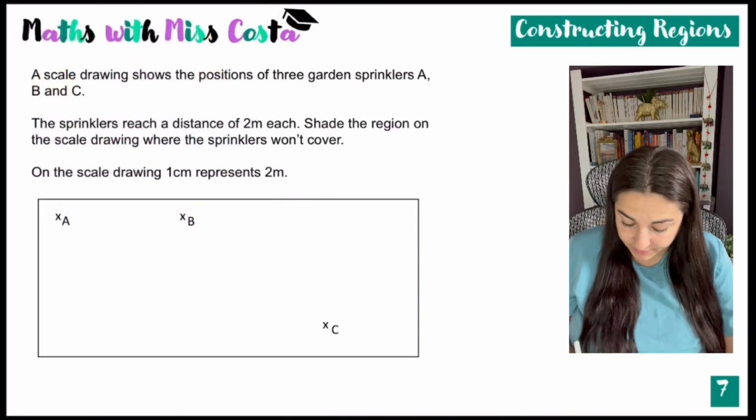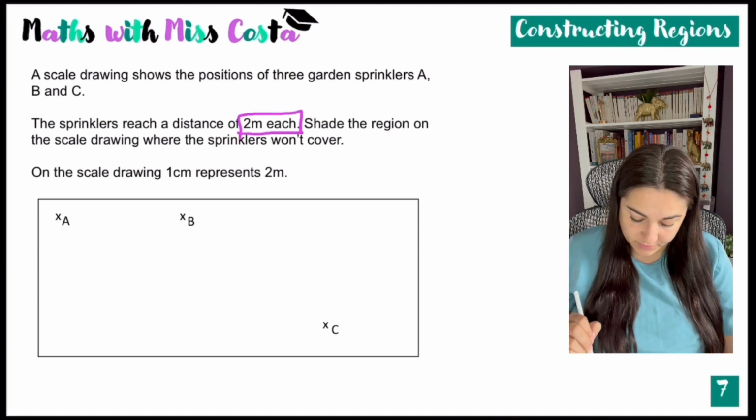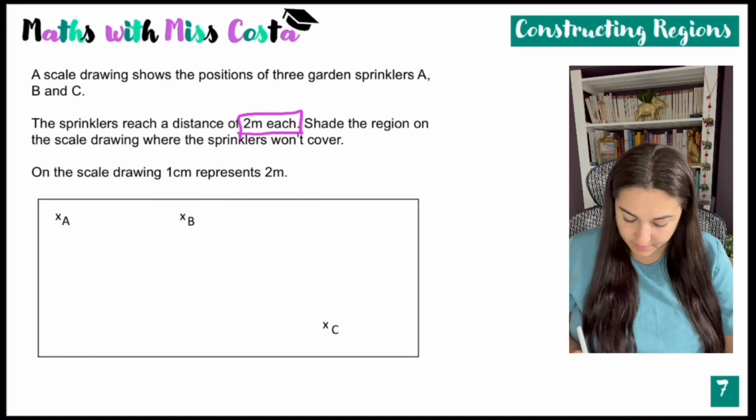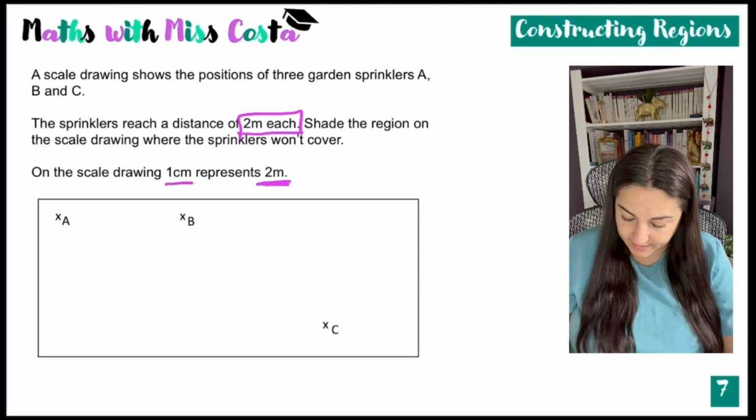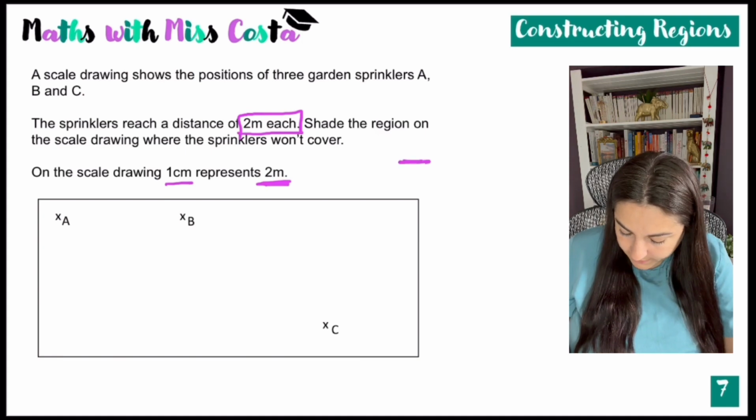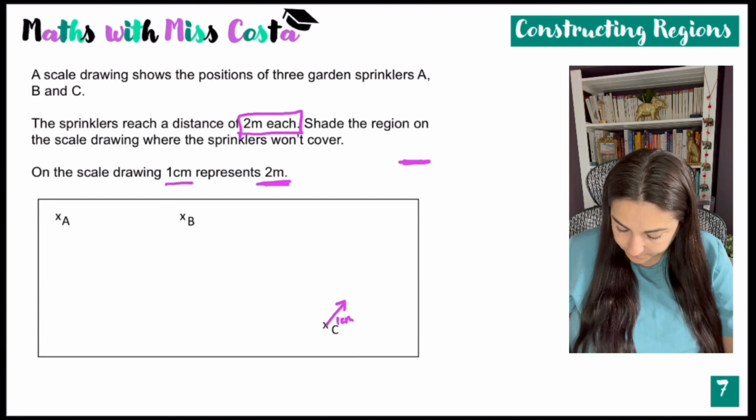The sprinklers reach a distance of 2 meters each, and I'm being asked to shade the region on the scale drawing where the sprinklers won't cover. I've also been told that on the scale drawing 1 centimetre represents 2 meters. So therefore, if 1 centimetre represents 2 meters, I'm going to want to get a ruler and measure 1 centimetre.